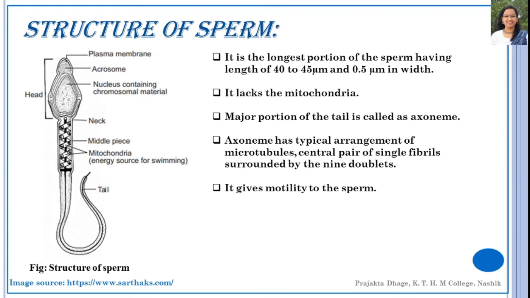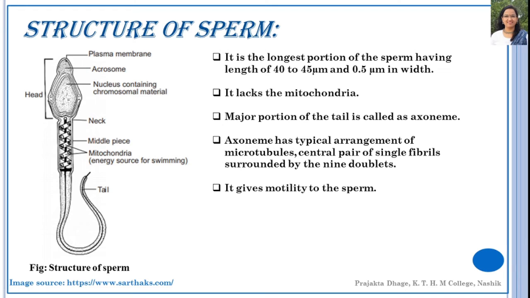The axoneme has a typical arrangement of microtubules. So centrally there will be placement of a single fibril, and then surrounding it there will be 9 doublets. Now this particular portion, the tail, is going to give motility to the sperm. So this is all about the tail, which is going to give motility to the sperm.